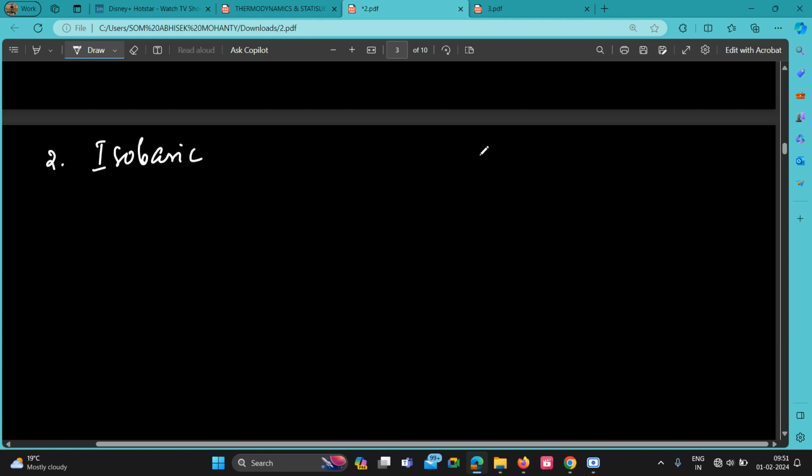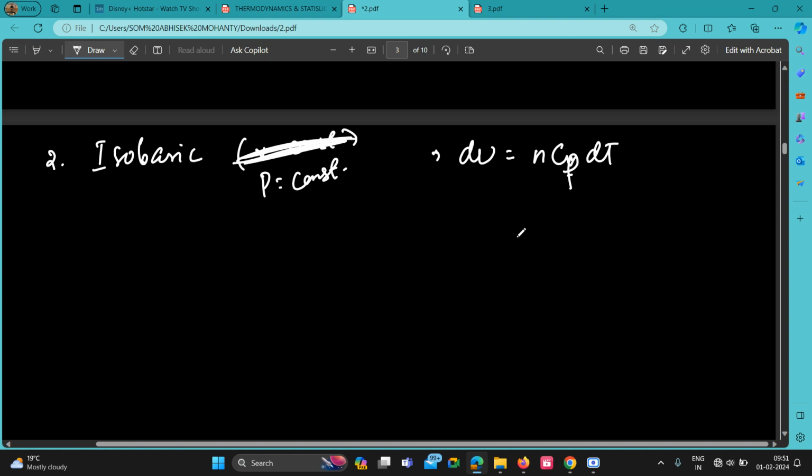Next is your isobaric. Here dU is equal to nCv dT. Why Cv? Isobaric process, volume is constant. Pressure is constant, no, sorry, nCp dT. Because isobaric means pressure constant. And dW will be nRdT.